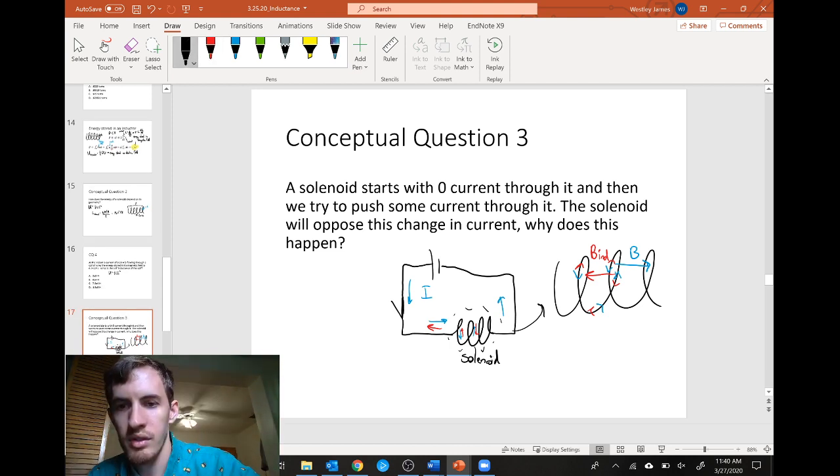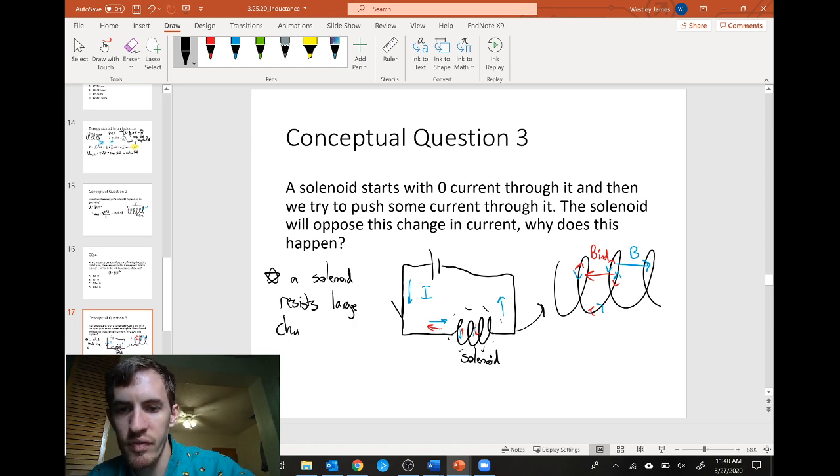So a solenoid resists large changes in current.